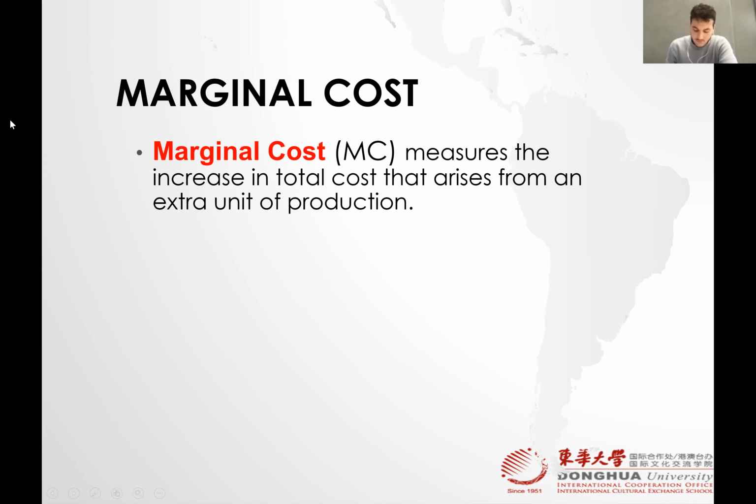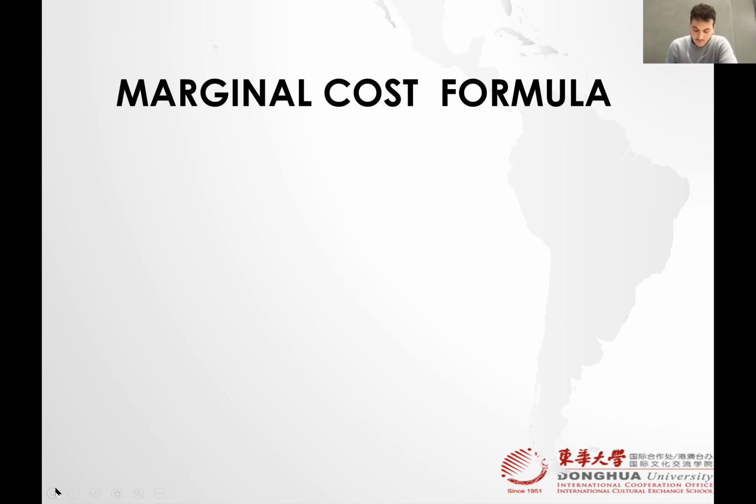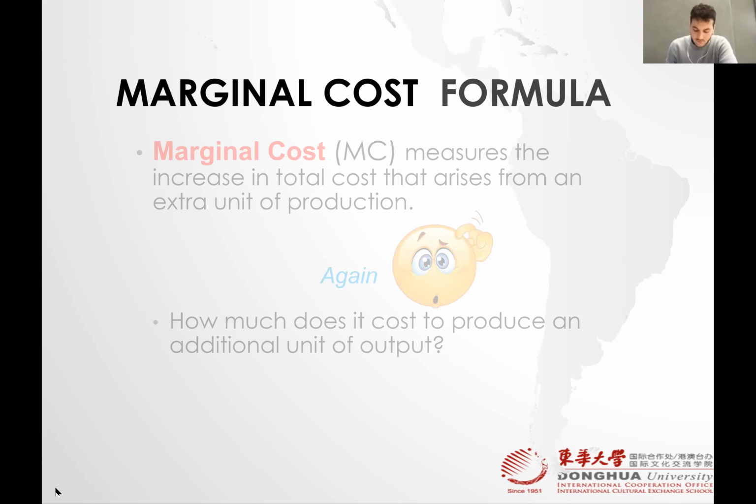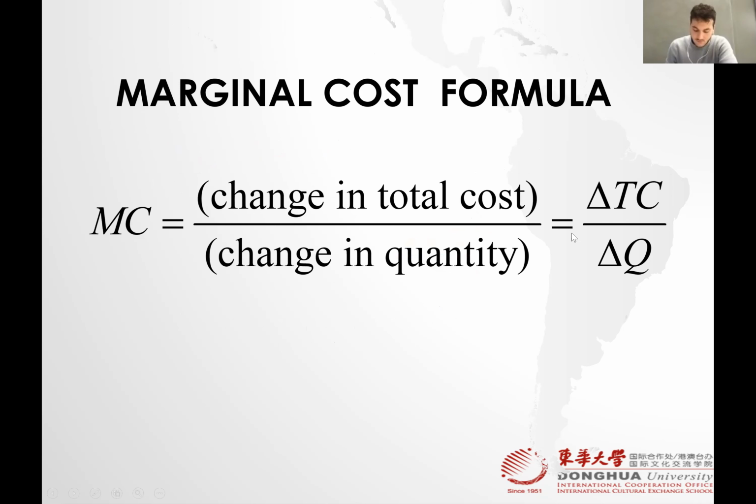Marginal cost. We ended our discussion on marginal cost, so let's start from here. We talked about how marginal means additional one. So what is the additional cost of producing 1 unit? This is marginal cost. If you are still confused regarding marginal cost, remember that: how much does it cost to produce an additional unit of output, right? So what is the formula? The formula is change in total cost divided by change in quantity, right?